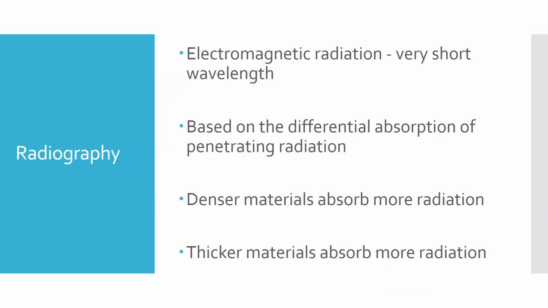So what is radiography? We're going to take electromagnetic radiation with a very short wavelength. We'll look at the spectrum here in a second. As we pass radiation through an object, in some areas it's going to pass through easier than others. Some areas are going to have more resistance to this radiation traveling through. So what we can look at is the different absorption in different areas.